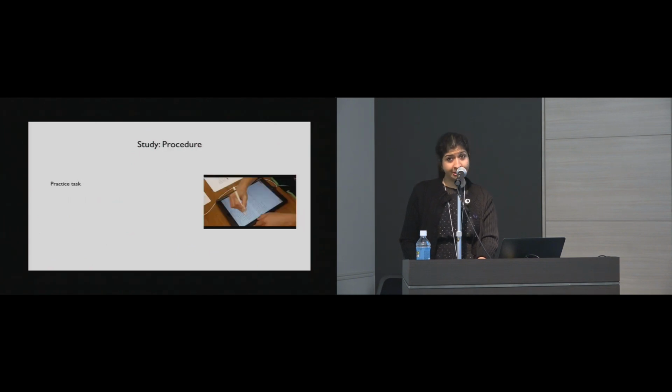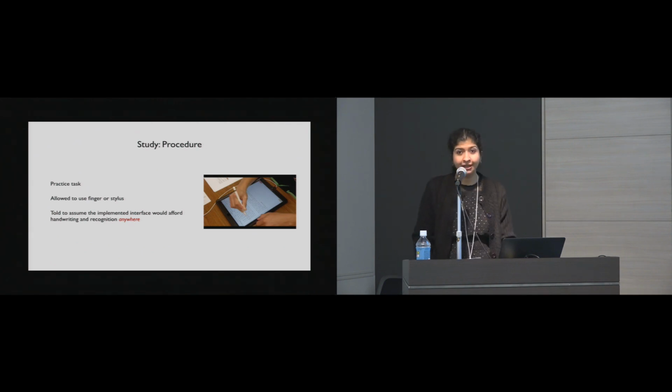The participants were first given a practice task, and as mentioned before, they were allowed to use either their finger or stylus to perform the gesture. Because earlier studies have shown that participants usually considered the recognition aspects when devising gestures, and to not constrain their inputs, we told them to assume that the implemented interface would afford handwriting and recognition anywhere. They were also asked to think aloud and tell us how they expected the system to respond to their gestures.